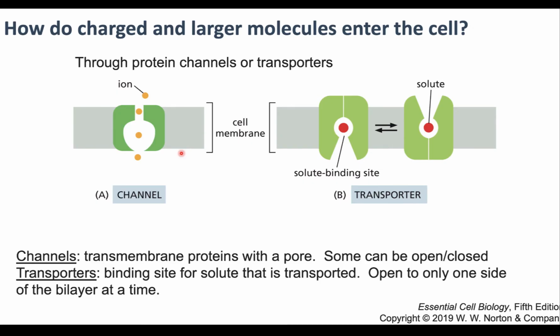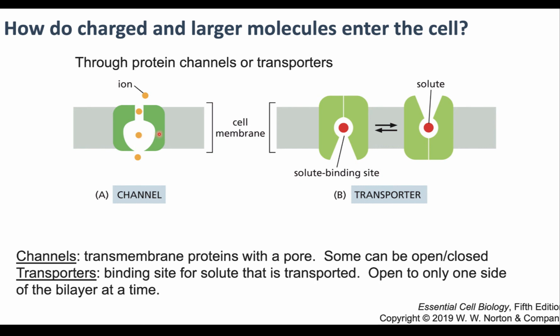An ion can't fit between the phospholipids. Neither can glucose, for example, but they do get into our cells and they do get out of our cells. So how do they do that? Well, there are two classes of molecules that are involved. They're both proteins. So this is a channel protein. The protein is a channel, and it can allow a space for ions to cross the phospholipid bilayer. So they're transmembrane proteins with a pore or space in the center.